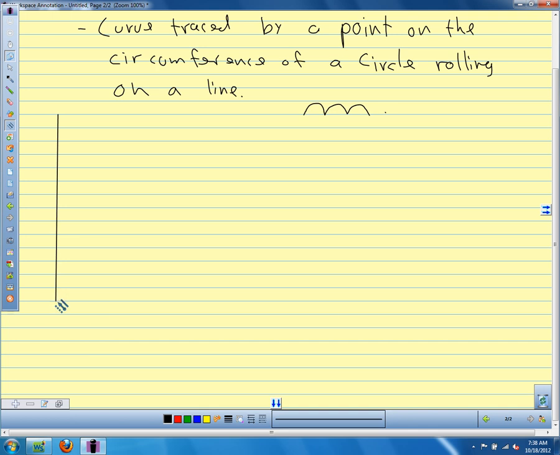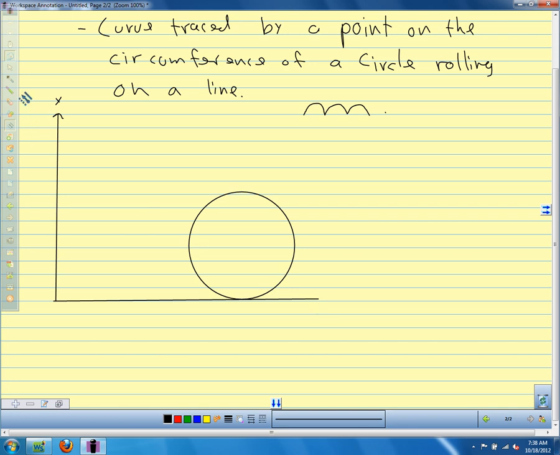So here are our axes. This is y. Let me get a circle on here. And there's my x-axis. And our point, we're going to say that the point is up here. It starts at the origin. So what it's done is rolled from the origin, and it's rolled on this path up to here. So this is the curve that we're trying to describe with our parametric equations.